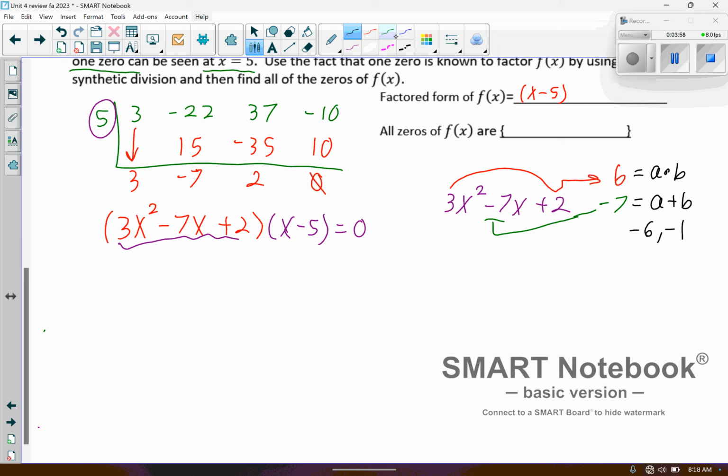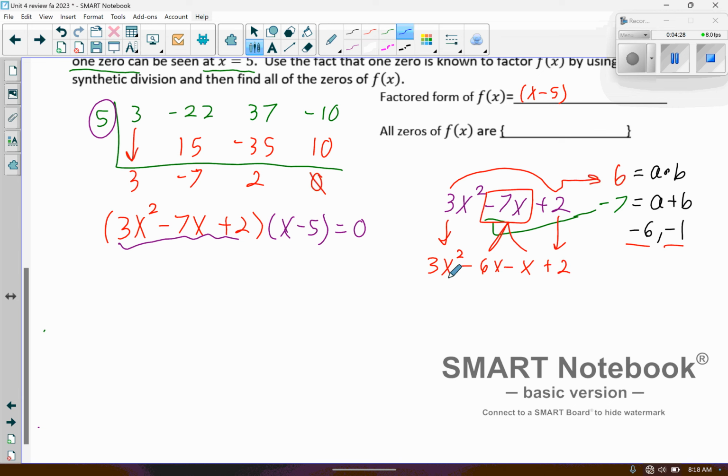Now I'm going to manipulate this by changing this out. I'm going to take this minus 7x and replace it with a minus 6x and a minus 1x. It does not matter which one goes first. So we keep the 3x squared, that doesn't go anywhere, and then I'll put minus 6x and then minus 1x. You can put a 1 in front if you want, but you don't have to. And then we still have that plus 2.